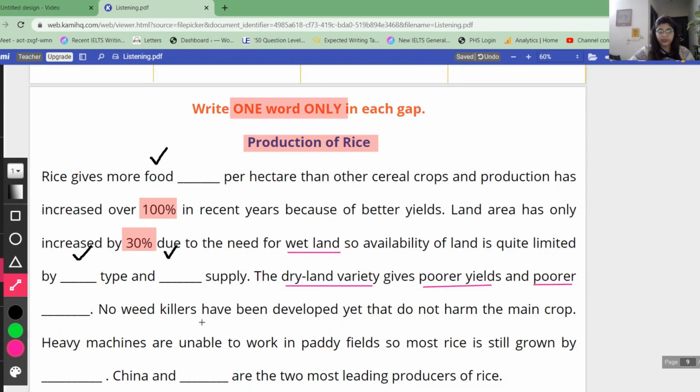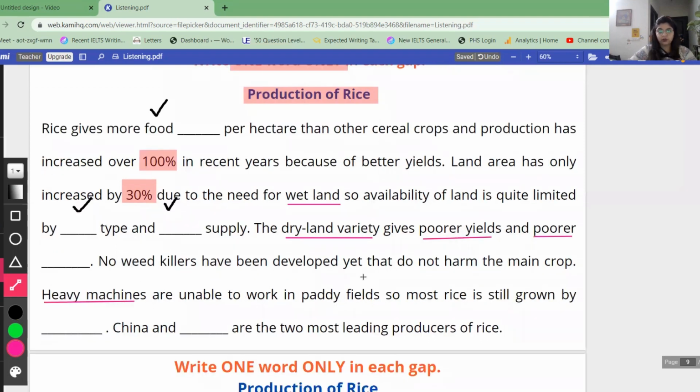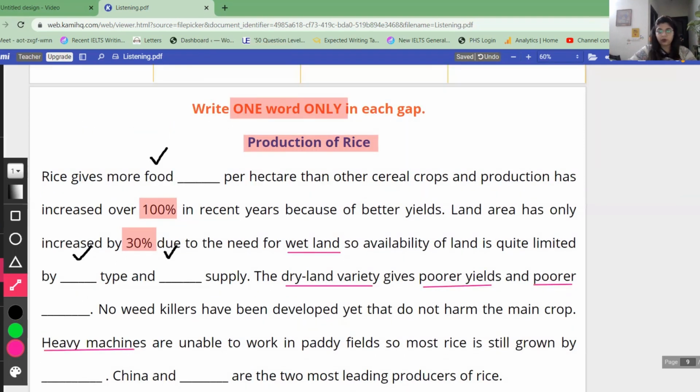Now, no weed killers have been developed yet that do not harm the main crop. Heavy machines are unable to work in paddy fields. So most rice is grown by dash. So machines are not working, so most of the rice is grown manually maybe. So some options related to that. Now China and dash. So another country name, China and that particular country are the 2 most leading producers of rice.